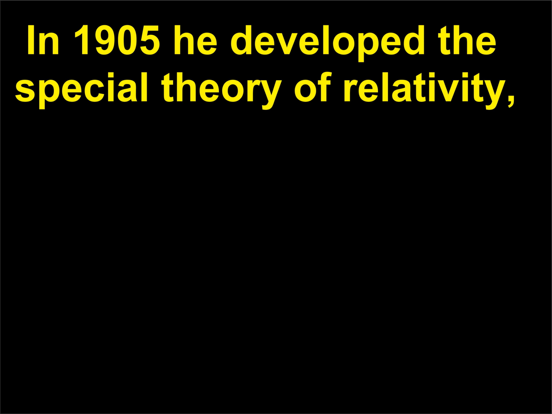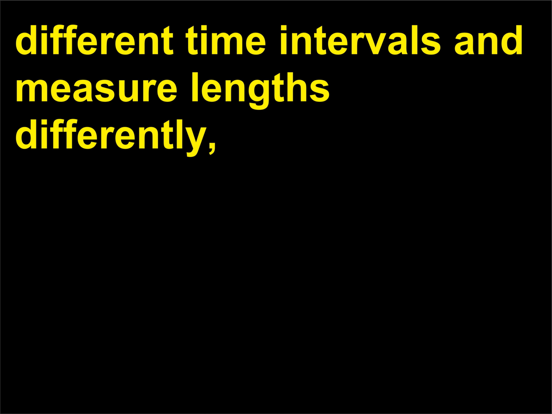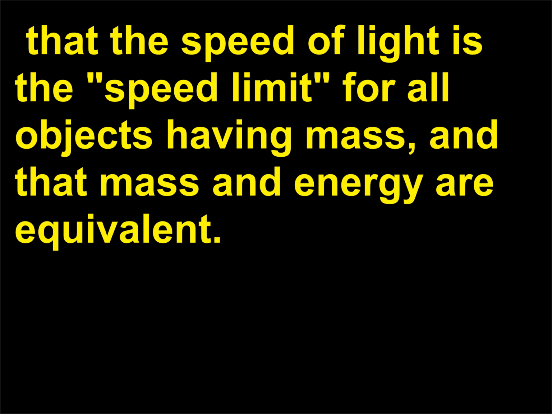In 1905 he developed the special theory of relativity, mathematically demonstrating that two observers moving at great speeds with respect to one another will experience different time intervals and measure lengths differently, that the speed of light is the speed limit for all objects having mass, and that mass and energy are equivalent.